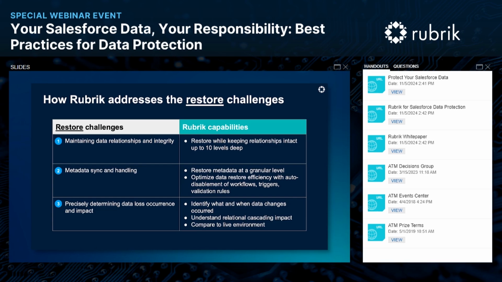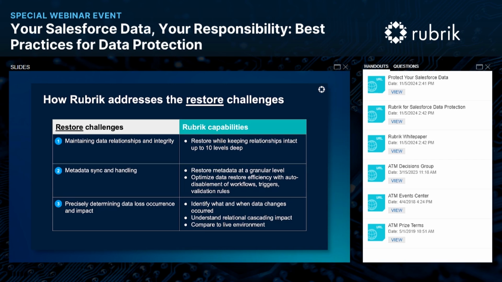And the third piece around the restore challenges was we talked about how it's very difficult for users to determine what that data loss is when that occurrence happened and the impact of it. So with Rubrik, what we're able to do is help users do exactly that. Help them identify what and when data deletions and modifications occurred so that they can zone in quickly on that point in time, so they can get, like what you mentioned, Eric, more accurate in picking the right point in time.